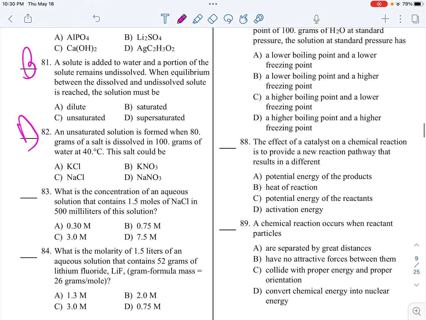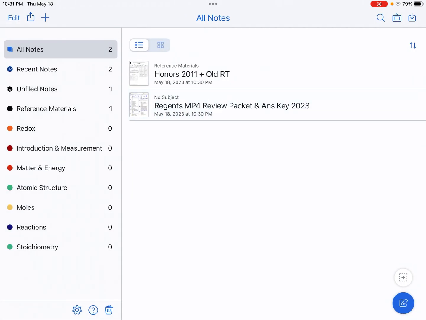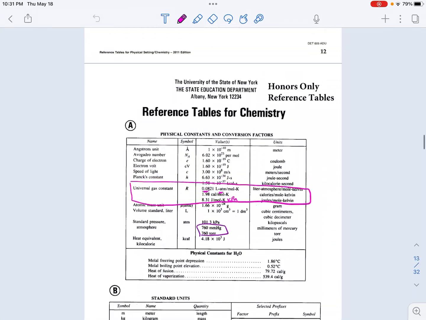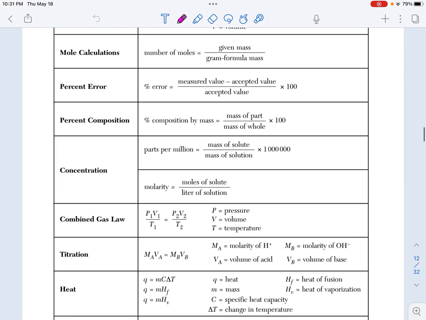What is the concentration of an aqueous solution that contains... Okay, so this is molarity. So the formula for molarity is here. Whoops. Molarity.